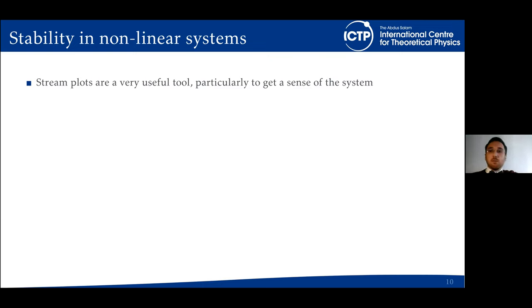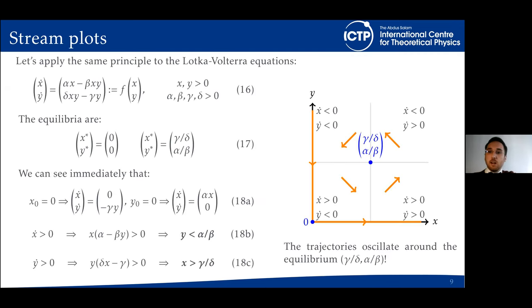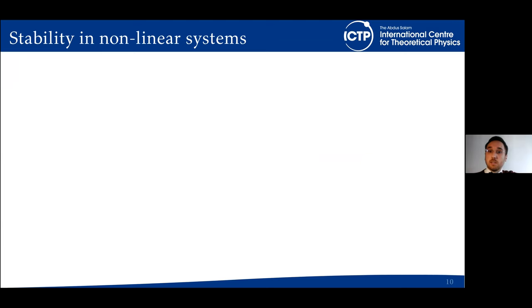But of course, the power of this approach is limited because we can't always understand something about the stability of the equilibria. For example, if we consider this case here, we know that the solutions are oscillating, but we can't say anything on the stability of this equilibrium, because we could have that the solutions here are spiraling towards the equilibrium, or spiraling away from the equilibrium, or we could have any kind of behavior. So in this case, we can't say anything about the stability of the equilibrium.